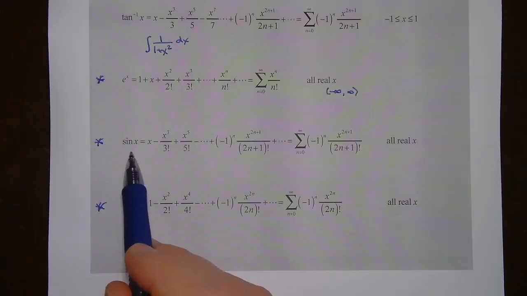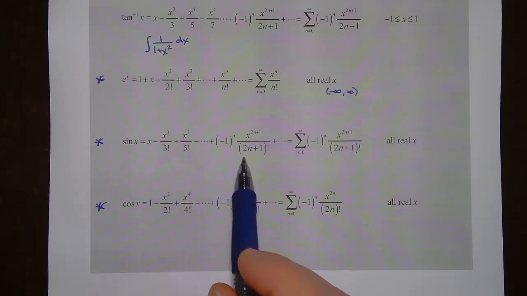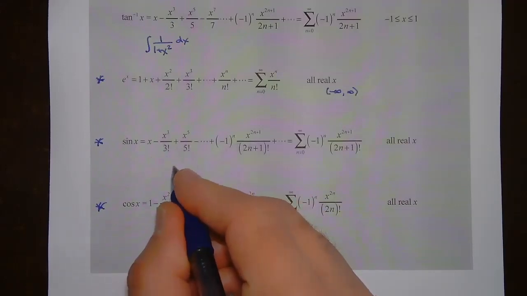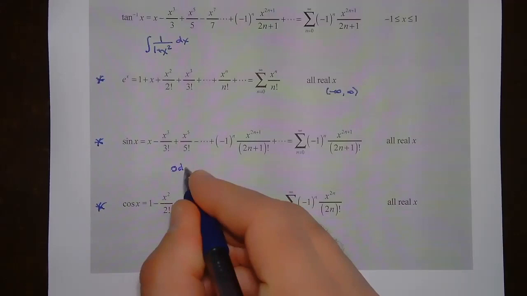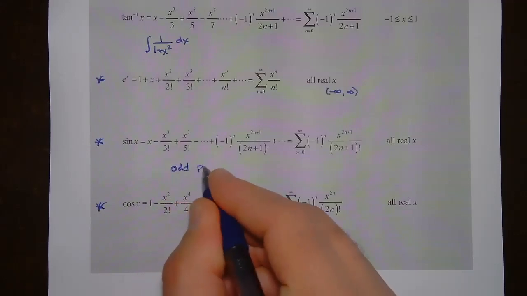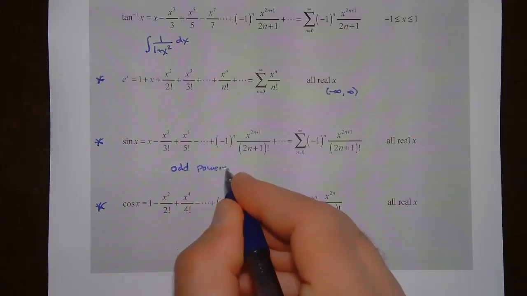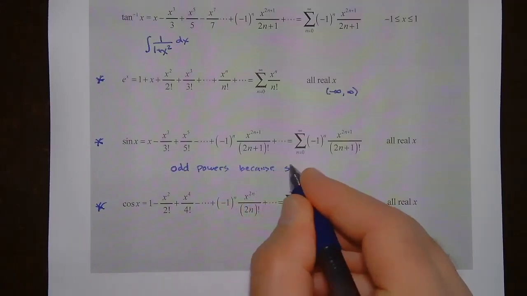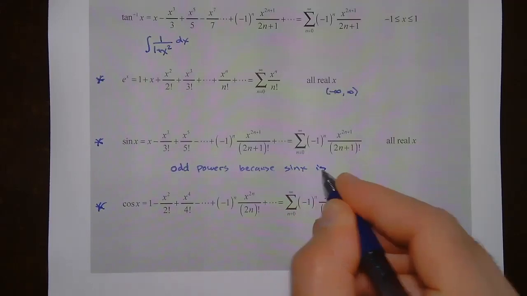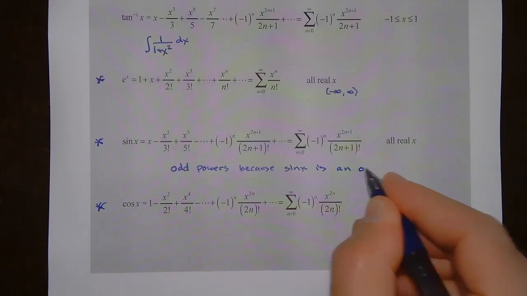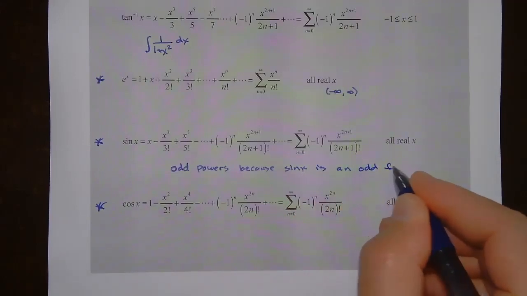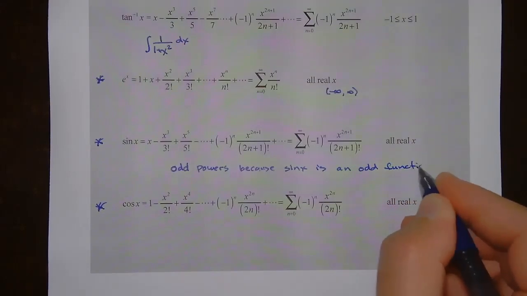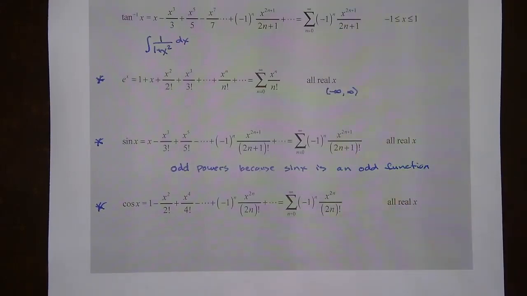If you noticed earlier, sine x came up with only the odd powers, right? Let me explain why that happens. We're only getting odd powers because sine x is an odd function. If you remember from last year, an odd function has rotational symmetry: you can rotate it 180 degrees and you have the same graph.